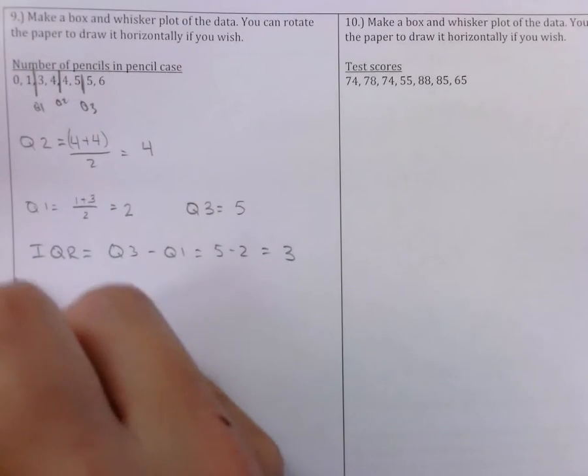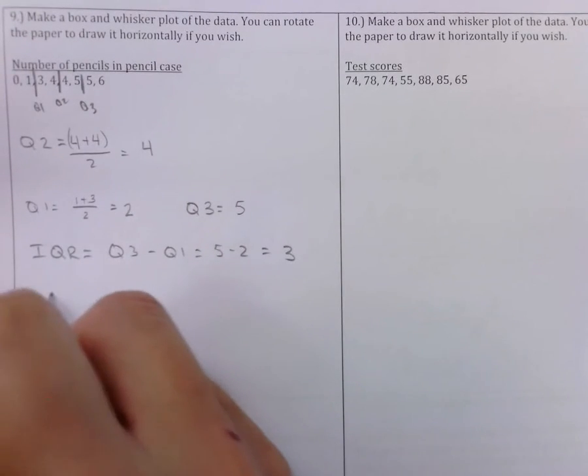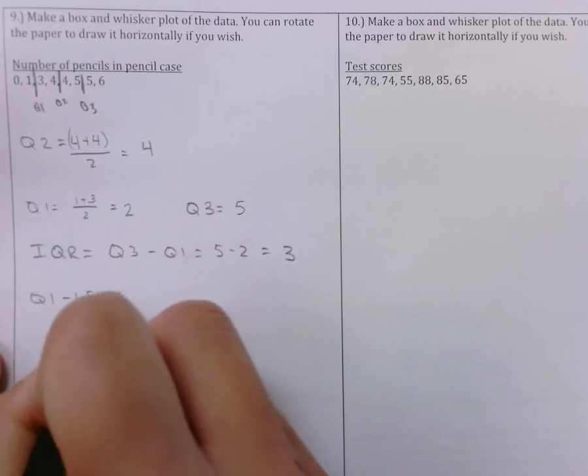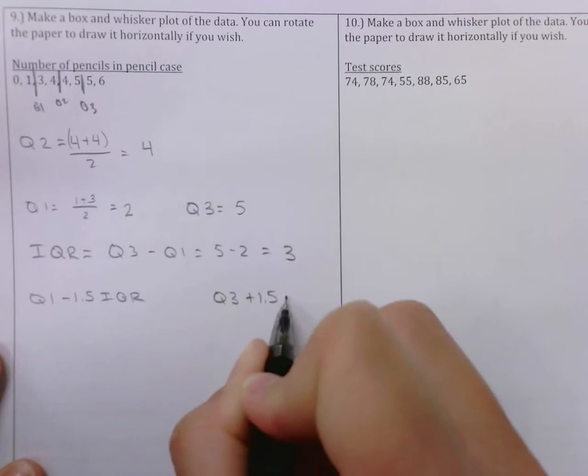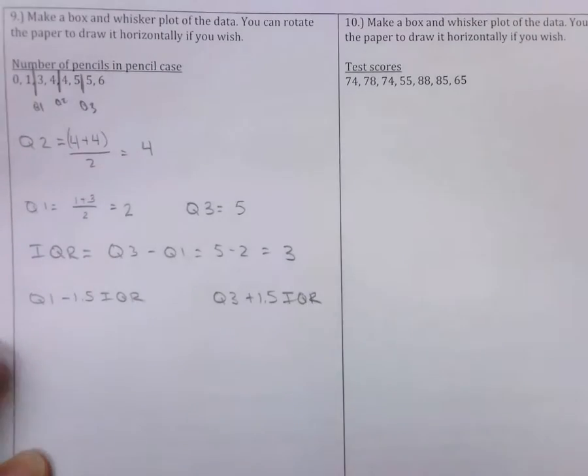Okay, the outlier fences are going to be at Q1 minus 1.5 IQR and Q3 plus 1.5 IQR.